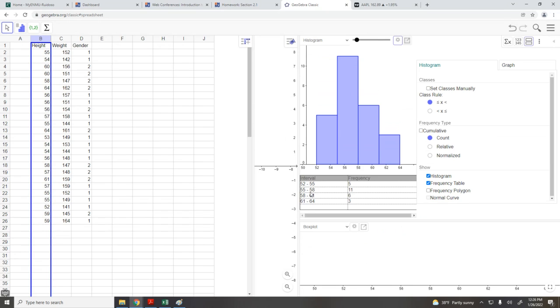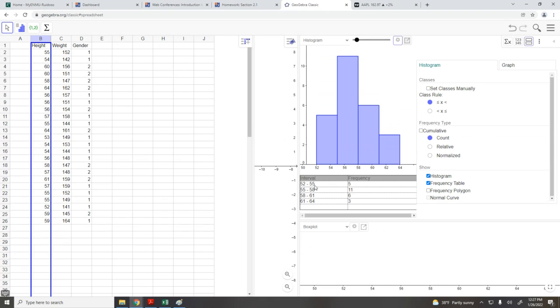Since we know that 52 is the lowest one and 64 is the highest one, that's how it is taken. Now the lower limit always falls in the interval, but the upper limit does not lie in the interval. It lies above that class. So this 52 to 55 won't contain 55. Does that make sense? If the height is 55, then this one will be counted in the second class interval. It won't be counted in the first class interval. That's the only thing that you need to realize.